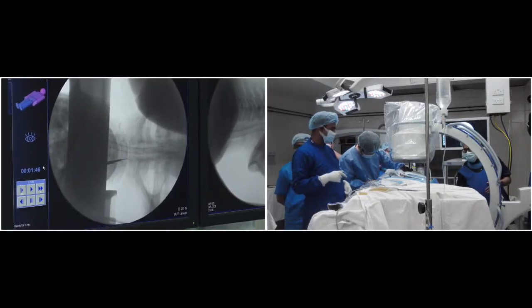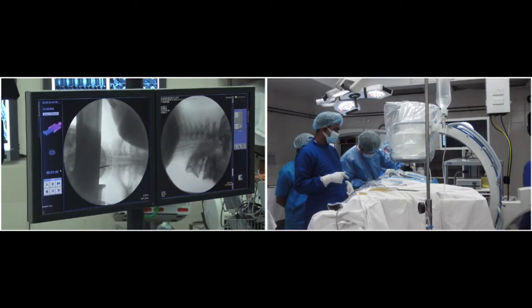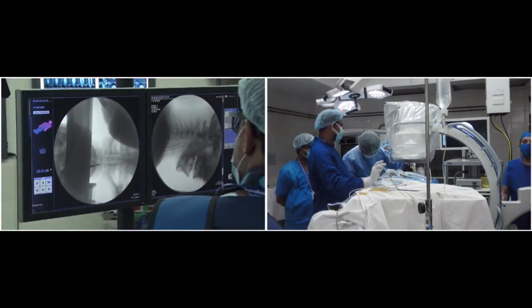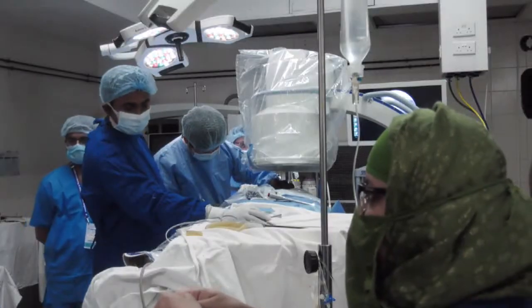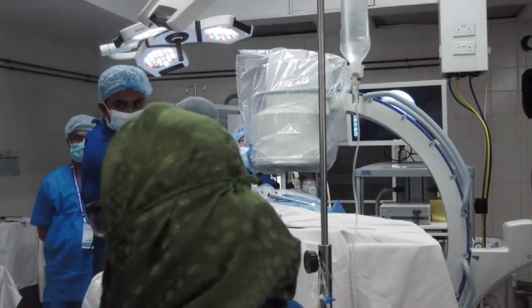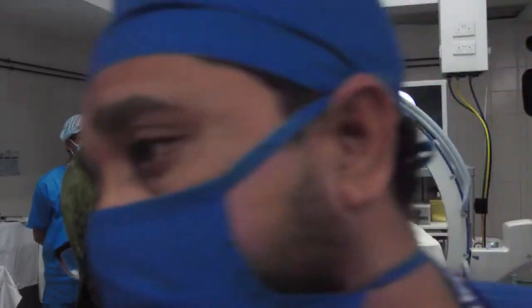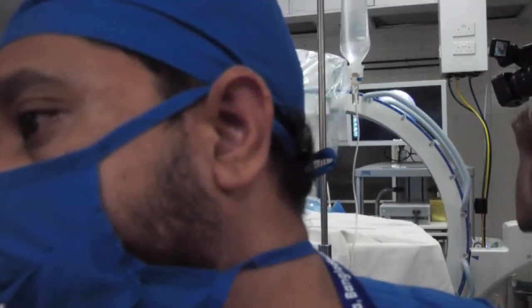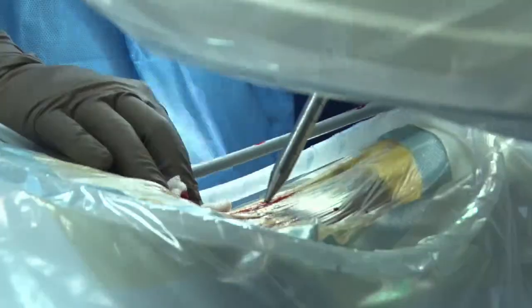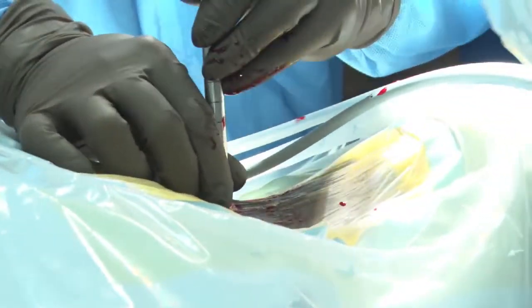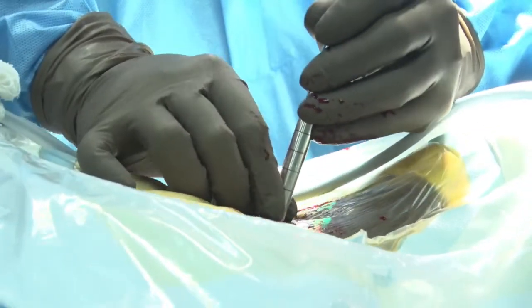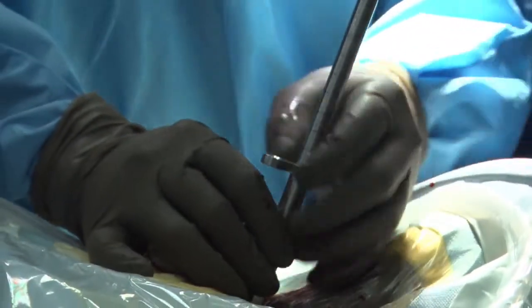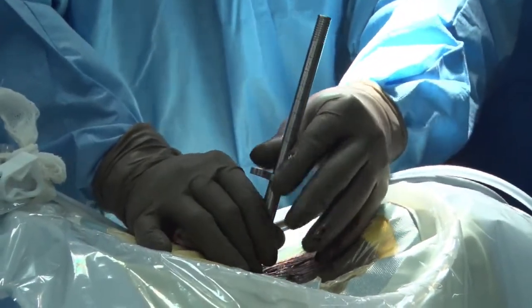A deep skin incision will be very important because the fascia in the cervical area is so thin. Okay, working sheaths. Please come in.